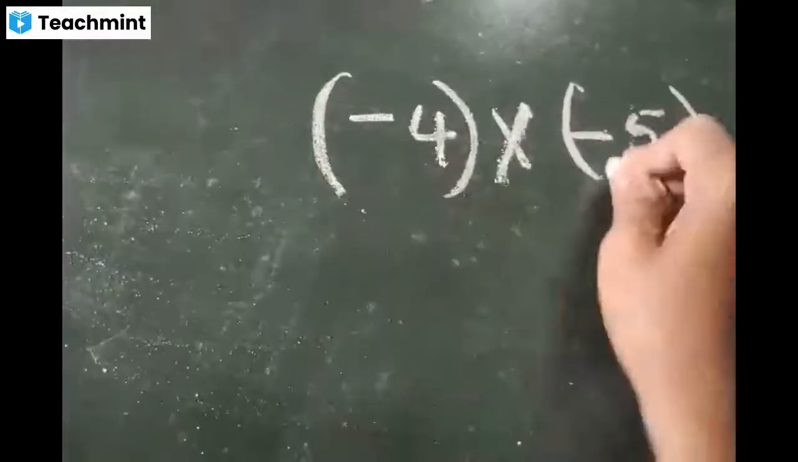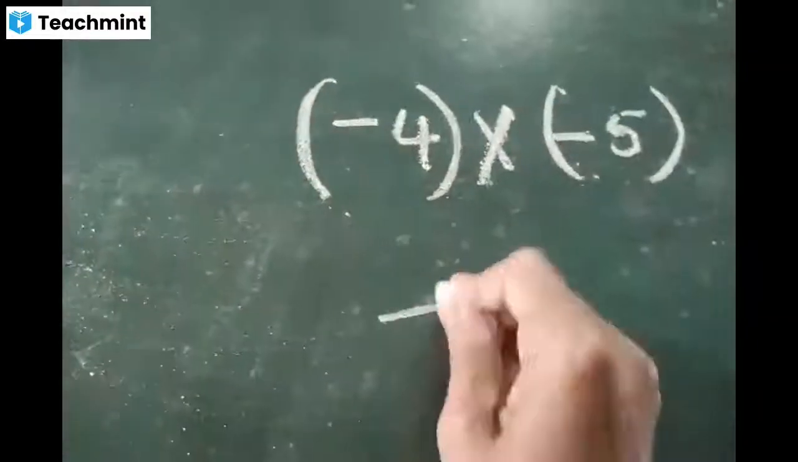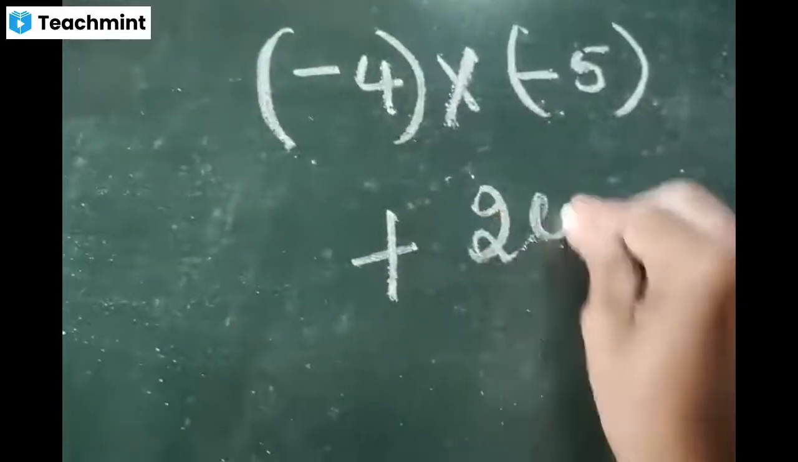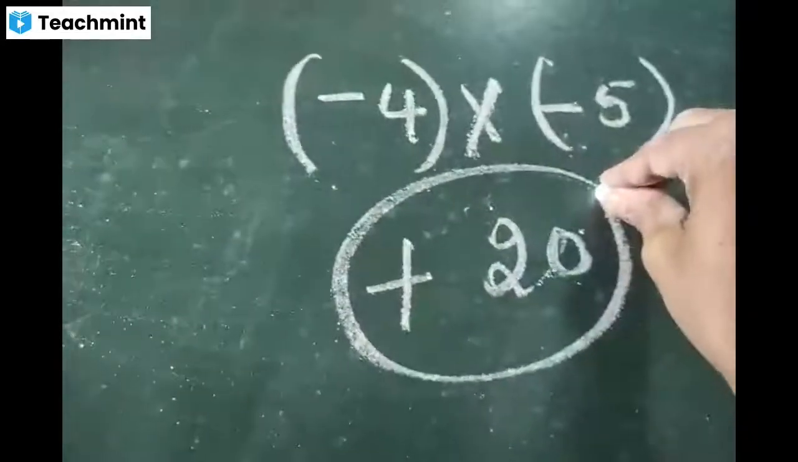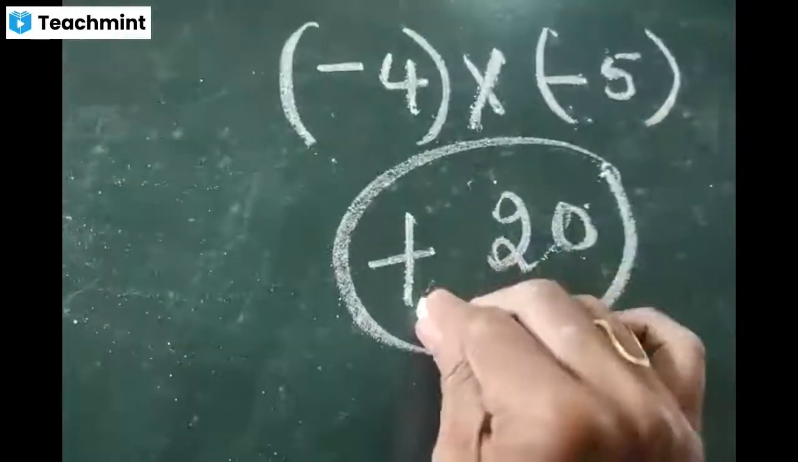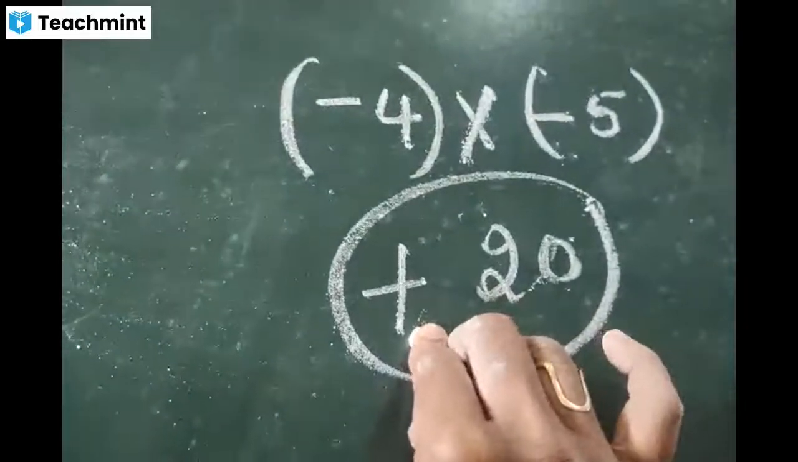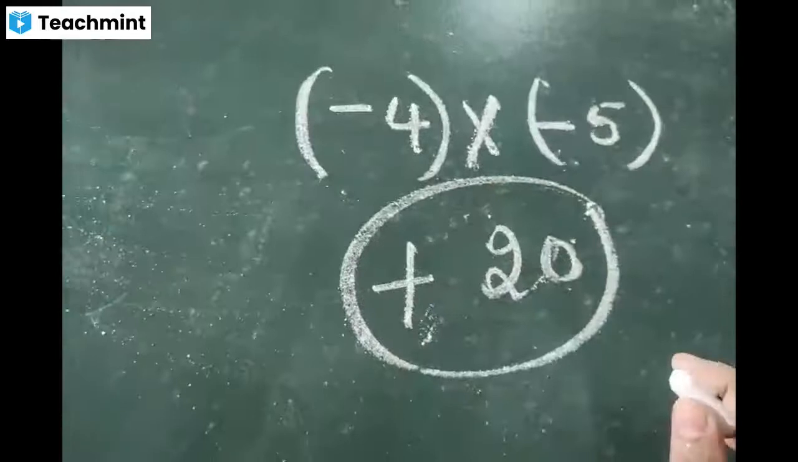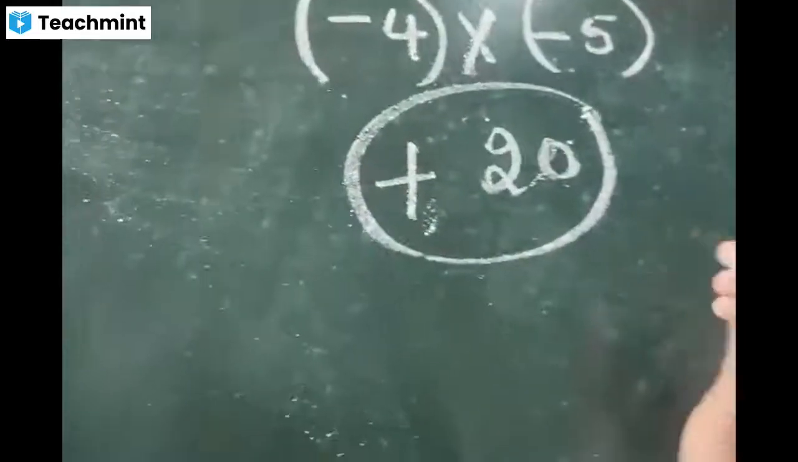So I multiply here: minus into minus is plus. 4 fives are 20. So which integer did we get here? We got a positive integer. So the answer is a positive integer. Okay.